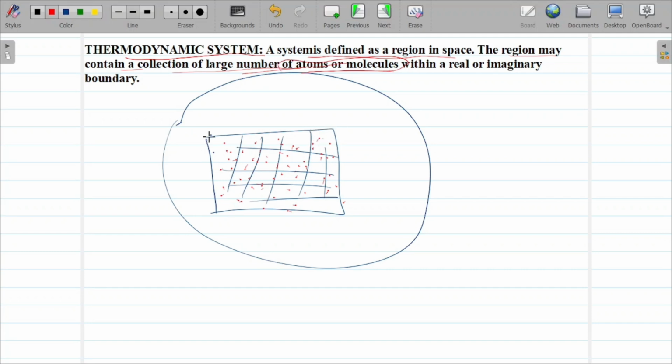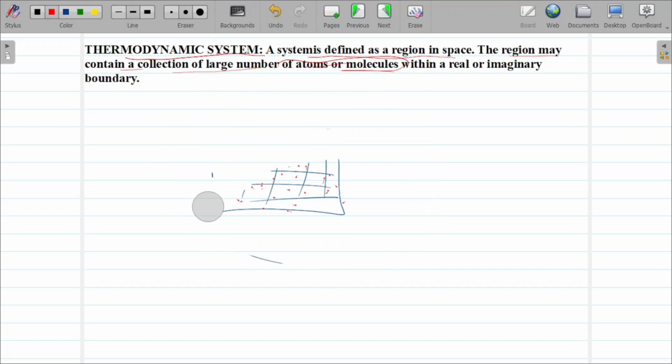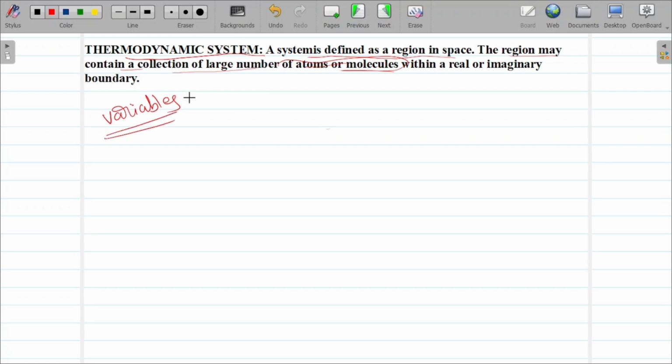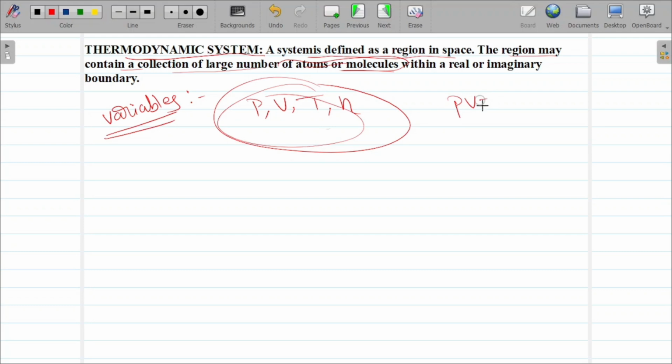Clear? Right. Next I want to discuss thermodynamic variables. Thermo means it's all about heat, energy. So what are these variables? Pressure, volume, temperature, entropy, mainly these. Regarding this there is a formula, PV = nRT. This is called the ideal gas equation or equation of state. It will be discussed a little later.